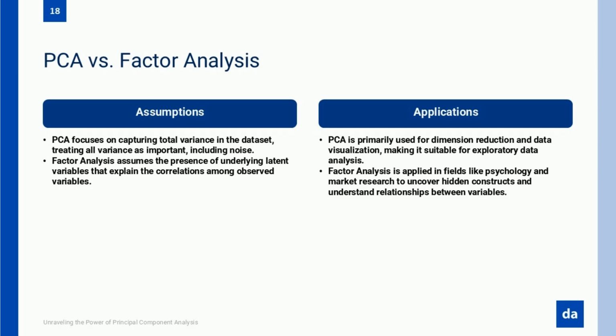Are you trying to identify underlying causal factors that explain correlations between your variables? Choose factor analysis. Are you primarily interested in dimension reduction while preserving maximum variance? Stick with PCA. Are your variables expected to be influenced by common factors that aren't directly measurable? Factor analysis will likely reveal more meaningful patterns.